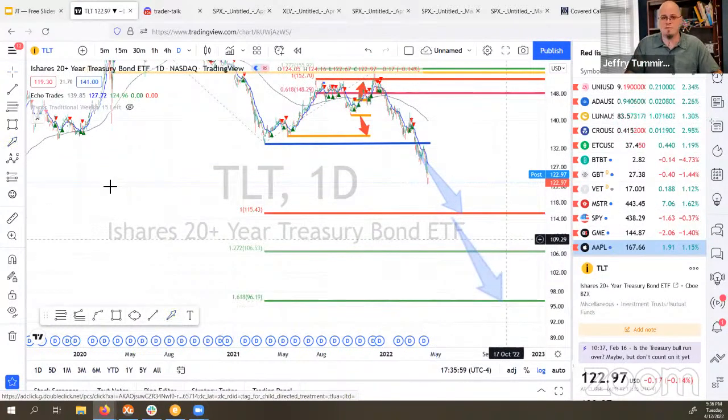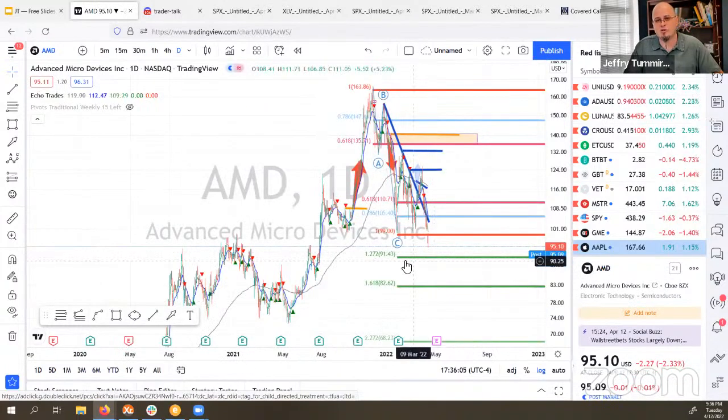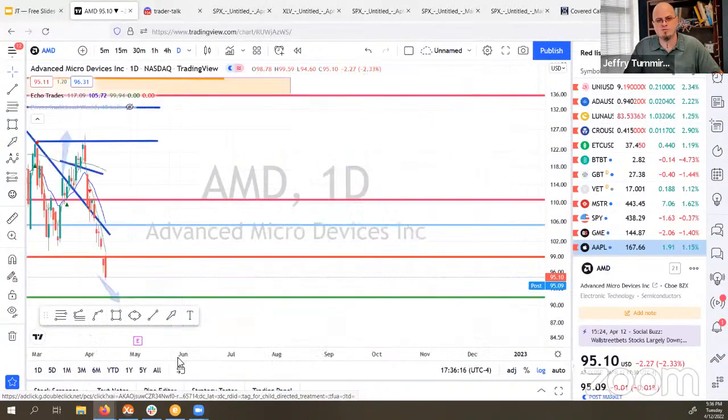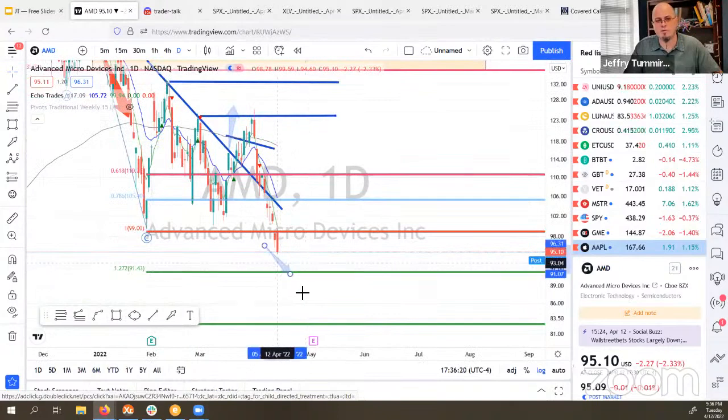Crazy, right? All right, AMD. Right now, lower low, it's probably going to 91 at the minimum. Zoom this up a little bit. Probably reaching out to 91 minimum and possibly 82 below that.